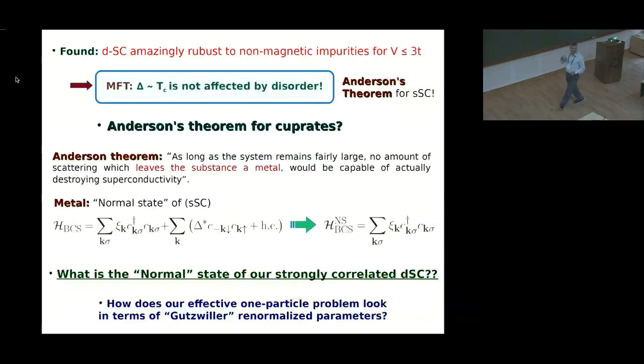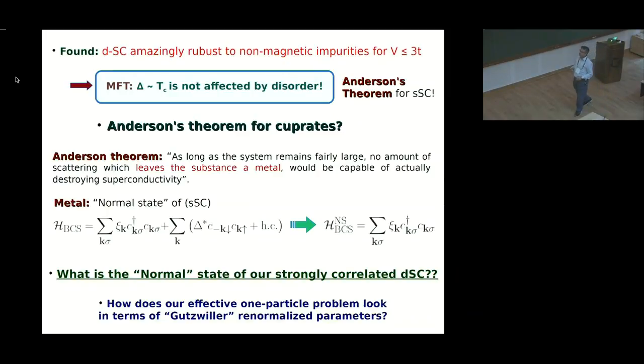So our idea is to take a relook at it and understand it in a different way, if possible. So again, at face value, D-wave superconductors seem to be amazingly robust to non-magnetic impurities, at least for disorder up to some range, moderate disorder. I won't tell you now why it is 3 here, but we can talk later. So now in a mean field description, because delta is proportional to TC, delta being robust means that TC is not affected by disorder, and that is Anderson's theorem at some level. So it is very tempting to think: is there something like an Anderson's theorem for D-wave superconductors as well?